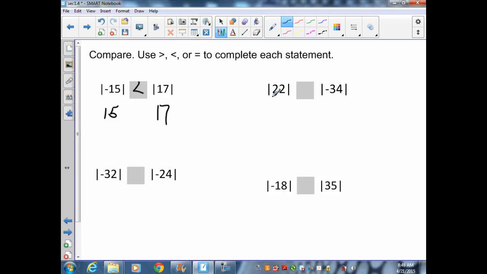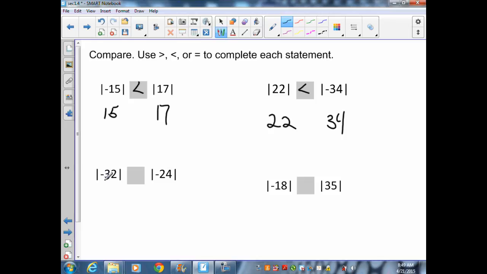Our next one, the absolute value of 22 compared to the absolute value of a -34. I know this seems easy, but I want you to perform the task that I asked you to. Copy the problem and then simplify. The absolute value of 22 is 22. The absolute value of a -34 is 34. Here, 22 is less than 34. Therefore, the absolute value of 22 is less than the absolute value of a -34.